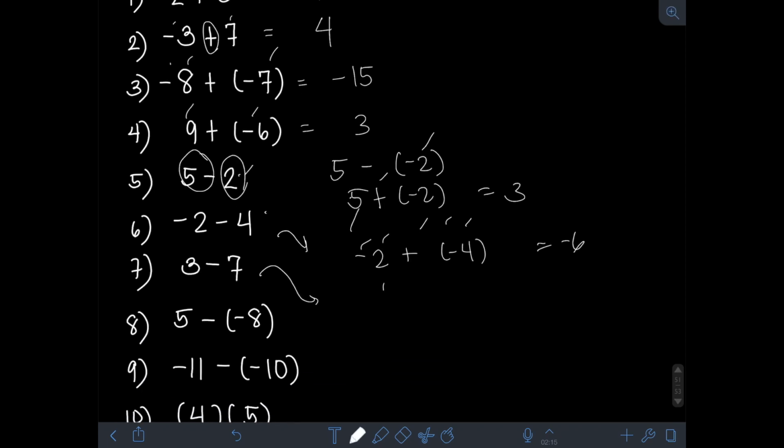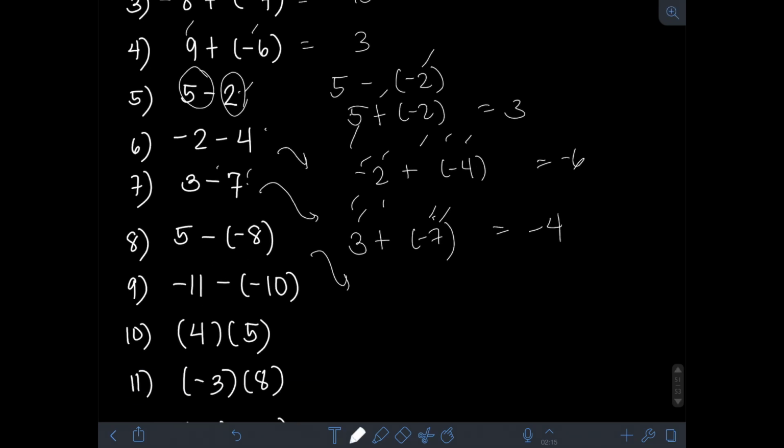Next, 3 minus 7. Okay, so same rule. So, copy si 3, and then yung minus, gagawin nating add operation, and then yung 7, gagawin nating opposite sign niya. So, positive 7 siya, gagawin kong negative 7. So, ano kinalabasan? Addition of unlike sign. So, kapag ganon, subtract natin yung absolute value nila. So, 7 minus 3 is 4. And then, kokopyahin natin yung sign ng mas malaking absolute value, which is 7. So, sign ni 7 is negative. So, dapat negative 4 yung sagot.